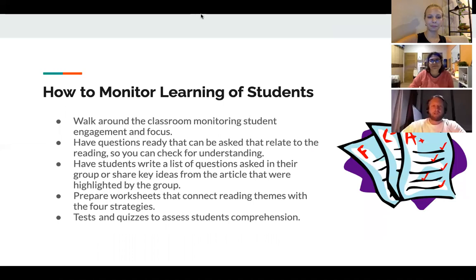Now we've got to know that reciprocal teaching is actually working. So how do we monitor the learning of students? The big one, the thing everybody knows, we walk around the classroom and monitor student engagement and focus. You've got to make sure your students are on target. You've got to make sure they're on assignment.